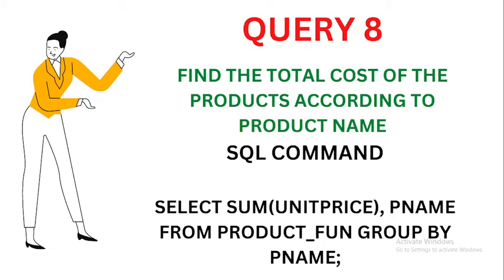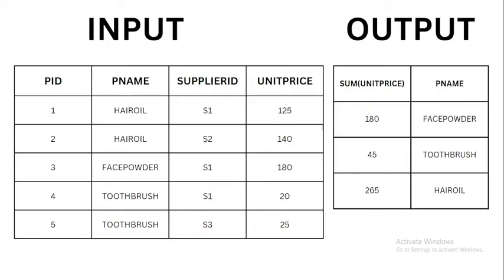Now if we execute our SQL command, then our output will look like this. We will be having two columns, one will be sum on unit price, another will be product name. Now this time we are grouping our sum, means we are going to sum the unit price according to the product name. So if you come to hair oil, it is coming twice in this particular table for product name.